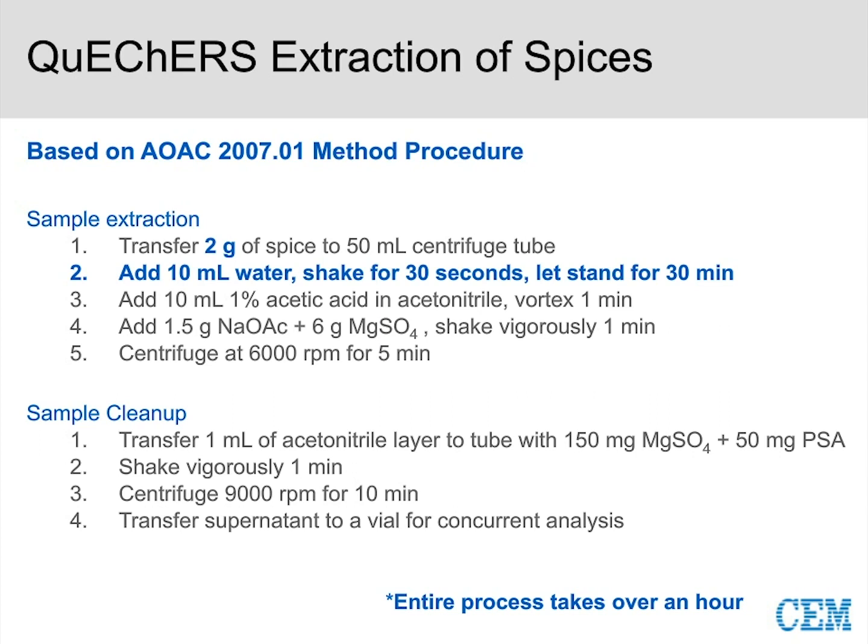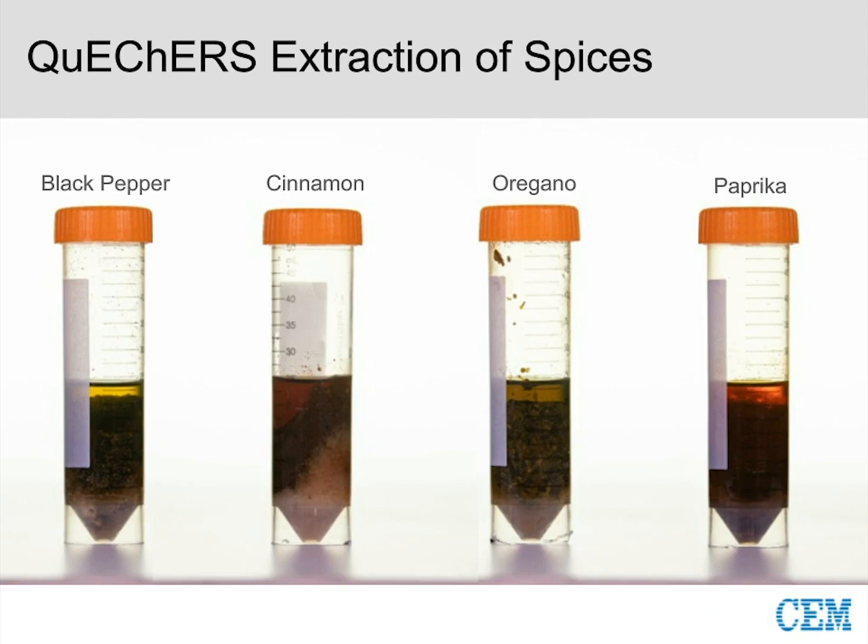This is what we ran in our lab. This entire process took us over an hour to complete for the samples. So with that in mind, again, I love pictures, so let's look at the actual extracts that we ran. So again, the 4 spices we looked at were black pepper, cinnamon, oregano, and paprika. And I don't know about you, but when I look at this picture, it just looks complicated, right? There's a lot going on. It's messy.